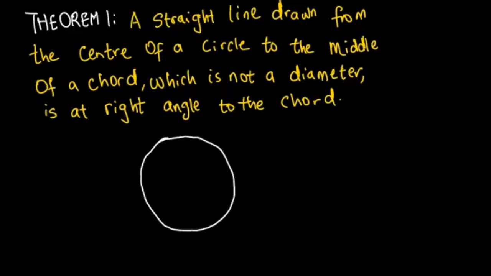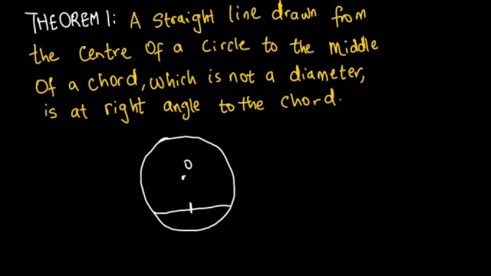So the first theorem we are going to consider here states that a straight line drawn from the center of a circle. So we have a center. Let's mark it as point O. So a straight line which is drawn from that center to the middle of a chord. Remember that a chord is a line which runs from one point of the circumference to another point but does not pass through the center, because if it passes through the center it is no longer a chord but a diameter. So again, a straight line which is drawn from the center of a circle to the middle of a chord, that's the midpoint of this chord. So let's say here's the midpoint of the chord.